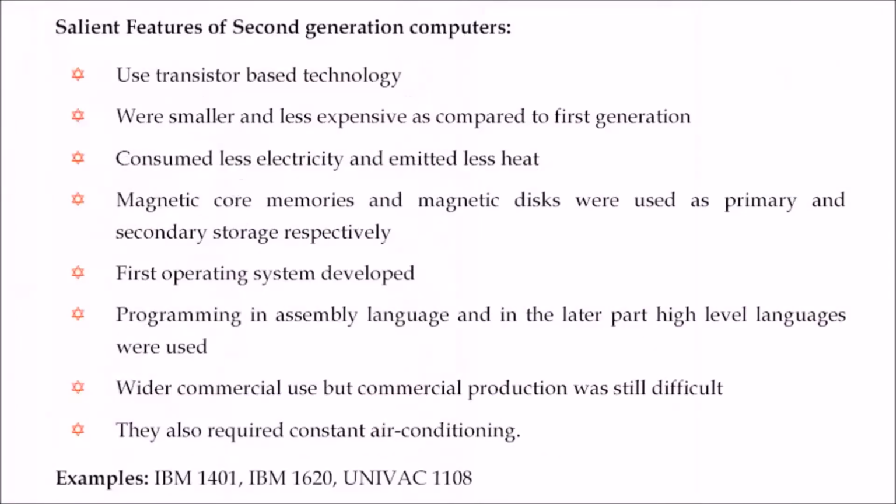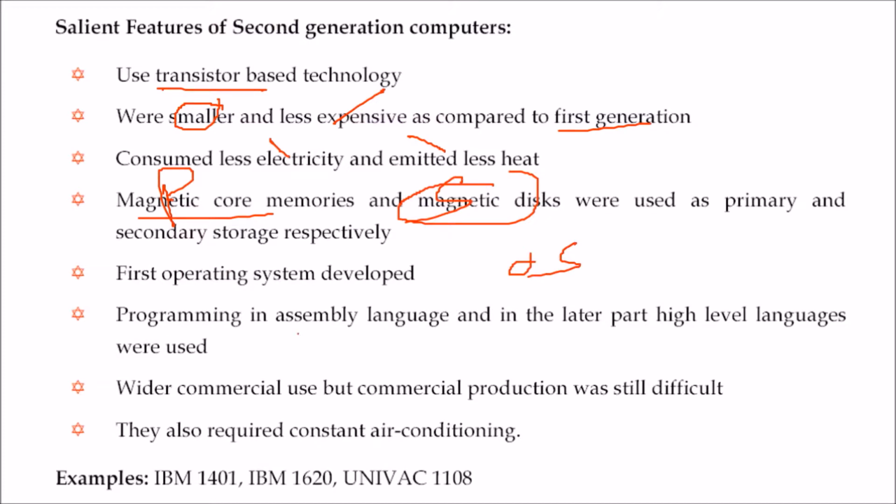The salient features of the second generation: transistor based technology, smaller and less expensive compared to the first generation, less electricity, less heat. Magnetic core memories were primary and magnetic disks were secondary. The first operating system was developed, and programming was in assembly language and later in high level languages, which we just discussed. The commercial application started, but the production was quite difficult at that time also. It also required constant air conditioning. All these are examples of second generation computers.